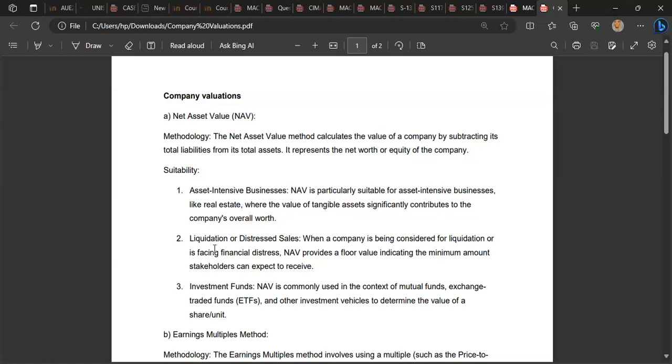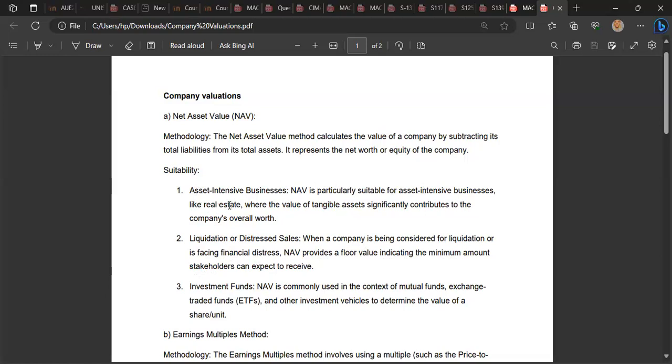So I believe this is the first point. It's very suitable in circumstances where the business is being liquidated, because it provides a floor of value indicating the minimum amount stakeholders can expect to receive. And number two, it will be good in an asset-intensive business.